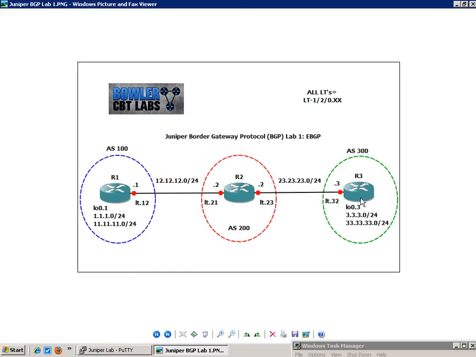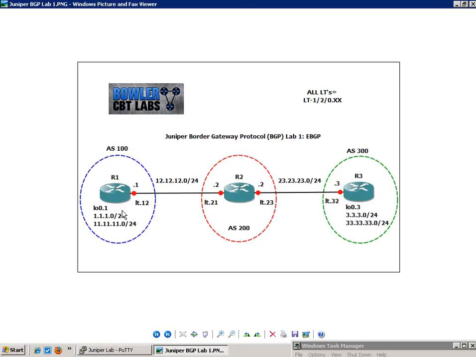Router 3 has a loopback 0.3 interface, and under that interface it has two different subnets, the 3 subnet and the 33 subnet. And router 1 has a loopback 0.1 with the two subnets, the 1 subnet and the 11 subnet. And what we're going to do on router 1 and router 3 is advertise these loopbacks into BGP. And then we're just going to take a look at some of the basics of external BGP.